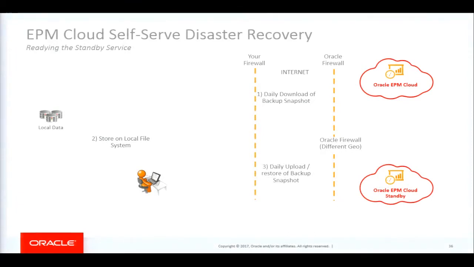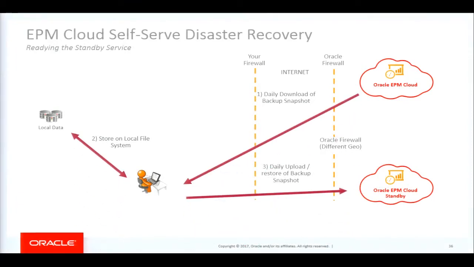So what it's going to look like. Your regular subscription is running up on the top, and you've got EPM Cloud, whatever the service is, doing its thing. You're going to take a backup snapshot. The backup snapshot we just talked about happens at daily maintenance. You're going to pull it down out of the cloud and store it off onto your local file system. And then once you've done that, you're going to push it up into your second subscription that you've purchased, the standby subscription. This can be scripted.